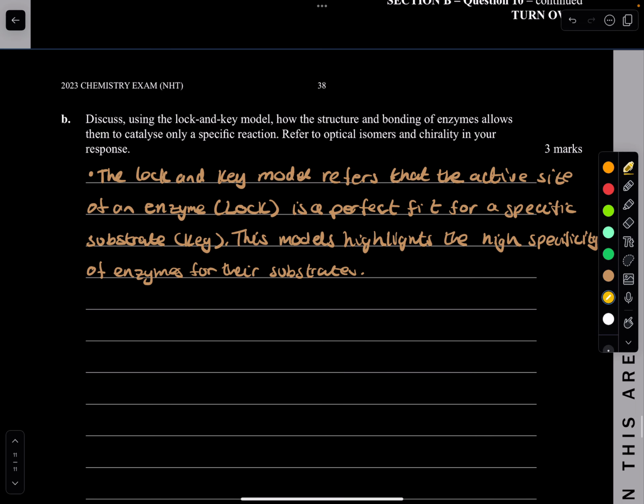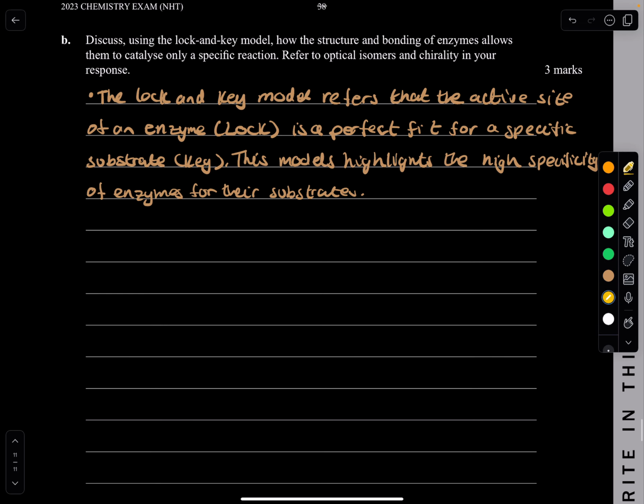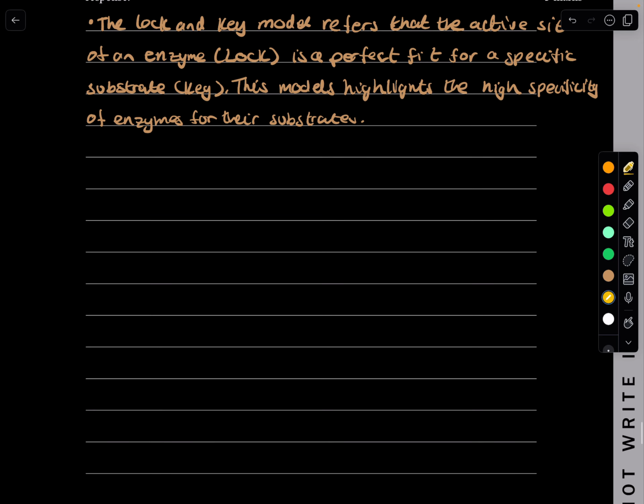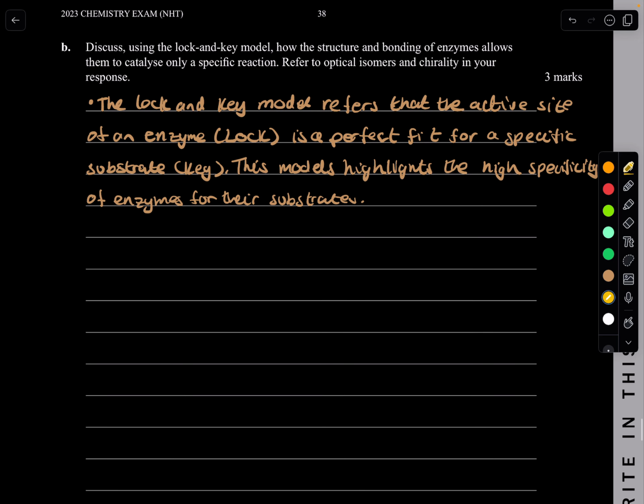I think when it's talking about the optical isomers and the chirality in your response, we talked about the lock and key. We need 2 more marks. I think the easiest one is we'll talk about chirality and how it's crucial for enzyme specificity, like we said. And we know most of the amino acids are chiral. When we see them, they have carbons with 4 different groups, and hence we have optical isomers. So that's what we'll probably talk about.